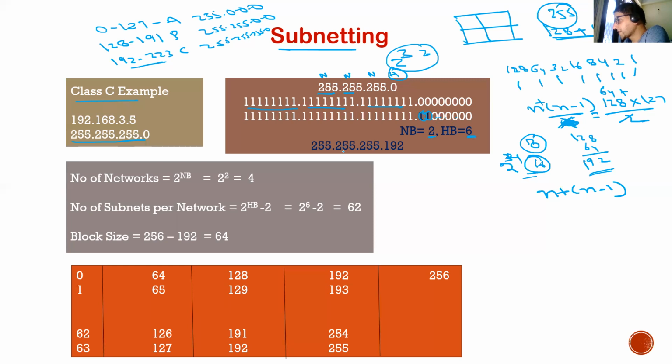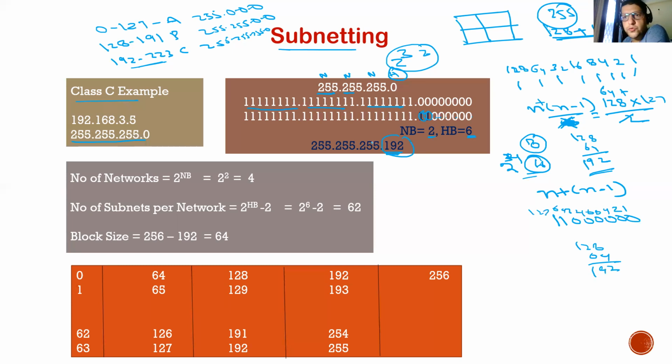Now, what is the customized subnet mask? So what you do here, you convert that into 1, 1, and then 1, 2, 3, 4, 5, 6. So 1, 2, 4, 8, 16, 32, 64, 128. So 128 plus 64 gives you 192. So that's how I got 192. Okay, so this is the first thing.